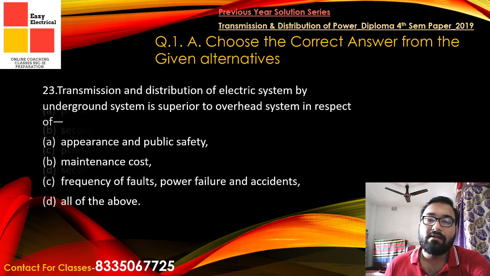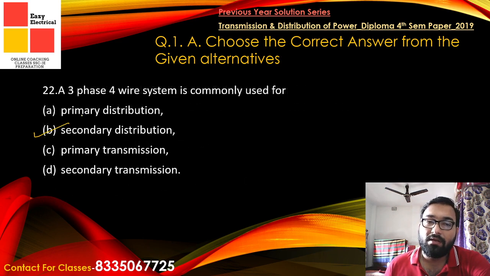And in another way, we have already seen that in the primary transmission we have used three-phase three-wire. Okay, in primary distribution also we have used three-phase three-wire. Secondary transmission also we have used three-phase three-wire. But generally in the distribution sections we are using three-phase four-wire.